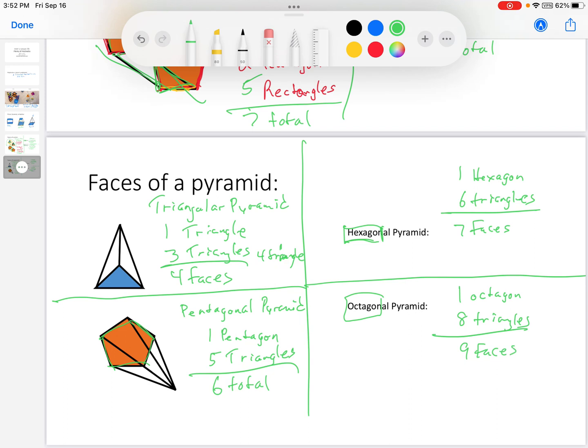Now, did you figure that out for yourself? 1 octagon, because the base is an octagon, and all pyramids have 1 base, so this must have 1 octagon. All the other sides are triangles, and it needs 1 triangle for each side of the octagon. An octagon has 8 sides, so it needs 8 triangles. 1 base, 8 triangles. 1 plus 8 makes 9.